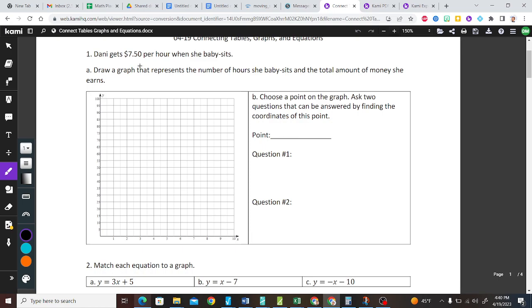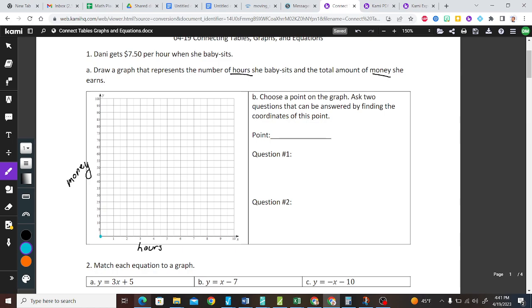Danny gets $7.50 per hour when she babysits. Draw a graph that represents the number of hours she babysits and the total amount of money she earns. So we're looking at money and hours, so hours down here because money doesn't cause hours to move, and then money will be over here. All right.